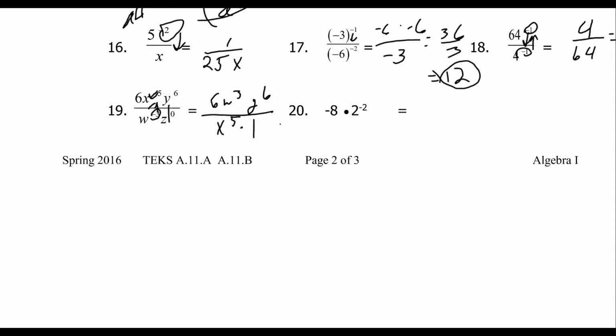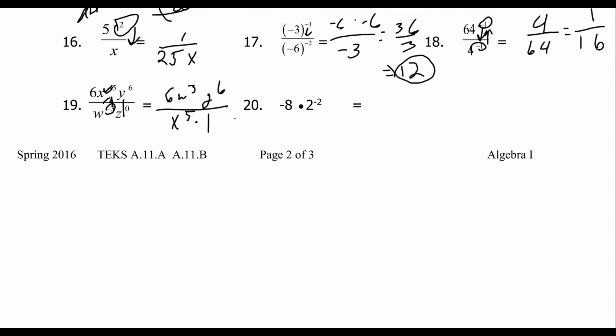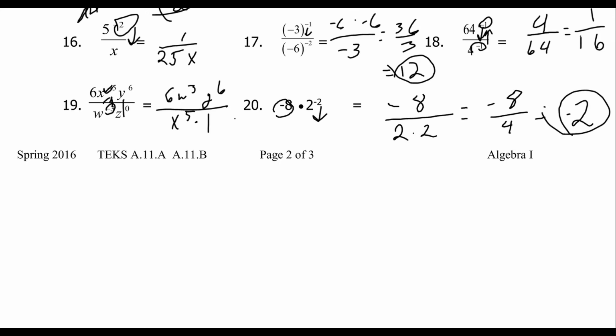Alright, now, last one on this page. We got negative 8 times 2 raised to the negative 2. Alright, now, negative 8, that doesn't mean a negative exponent. That just means that it's a negative 8. So we're going to put negative 8 right here. Okay, and we know that this means that we got to go down. Okay, so that means 2 times 2, which equals 4, so negative 8 over 4, which is negative 2. Done.